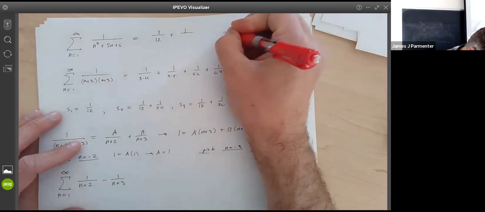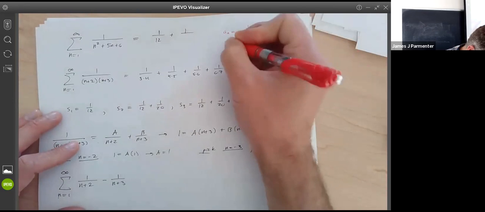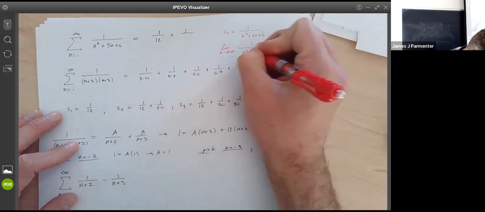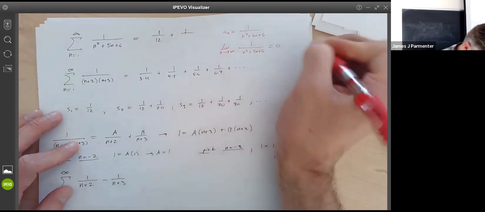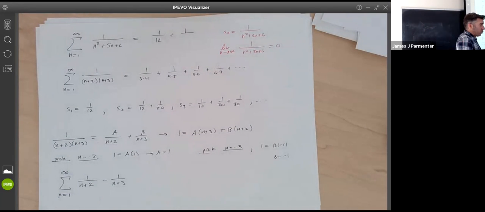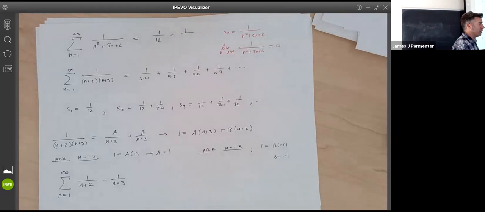This sequence, a sub n equal to 1 over n squared plus 5n plus 6. If we take the limit as n goes to infinity, what do we get? Okay, good. All right. So we're safe, right? But it has to be the case that if the series converged, I'm going to say that again, if the limit of the sequence of partial sums converged, then the original sequence had to have converged to 0.